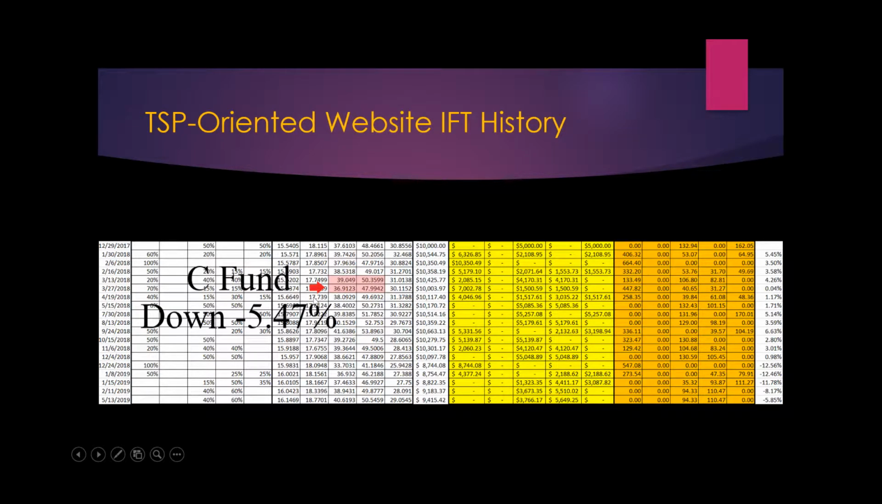And what I mean by whipsawed is prices drop, and then as soon as they get through dropping and you make your move back to the G fund or bonds, whatever, the prices will go right back up behind you, not along for the ride. And that's basically what you see here. They made this move near the end of March, on the 27th. They went from 20% G fund to 70% G fund. And like I said, the price dropped 5.47%.